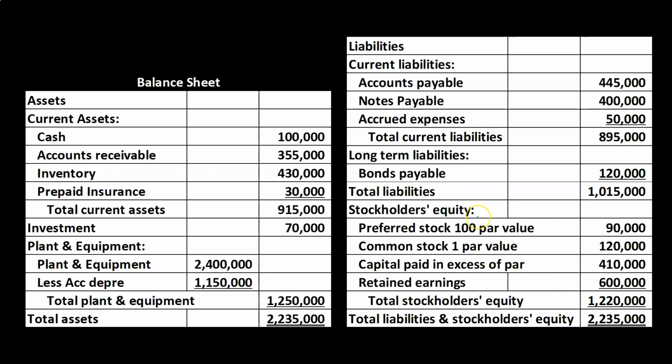Well, if it was a partnership, it would be partners' equity, right? And then it would list out the three partners or however many partners there are. In a corporation, it's going to be stockholders' equity. The stockholders are the owners of the company. Now, the stockholders being the owners is once again both simpler and more complex, has both advantages and disadvantages.